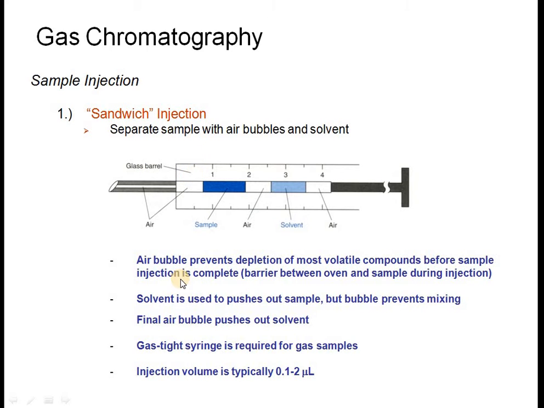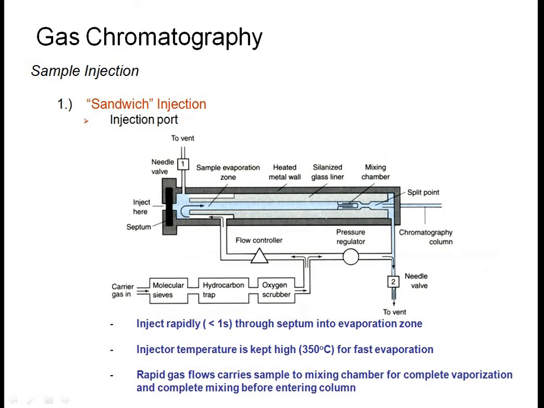This is the glass barrel. The air bubble prevents depletion of the most volatile compounds before sampling; otherwise injection is incomplete. Solvent is used to push out the sample, but the bubble prevents mixing. Finally, the air bubble pushes out the solvent. A gas tight syringe is required for a gas sample. Injection volume is typically 0.1 to 2 microliters.